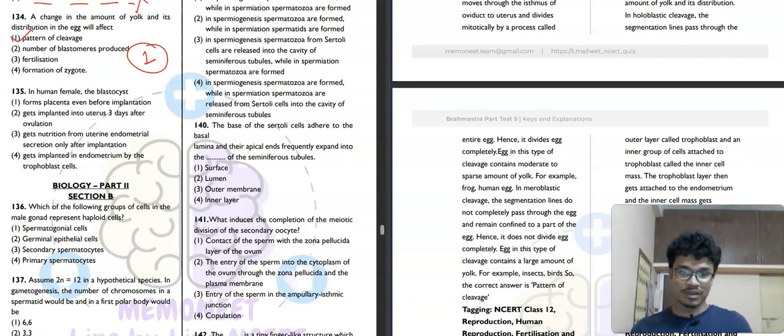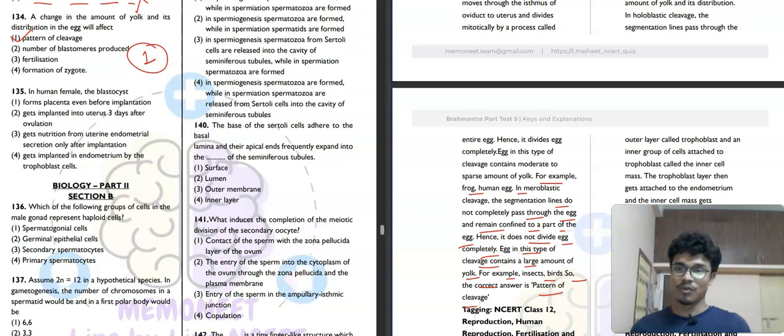So you can also read this example, for example frog, human egg. In meroblastic cleavage, the segmentation lines do not completely pass through the egg and remain confined to a part of the egg. Hence, it does not divide the egg completely. Egg in this type of cleavage contains a large amount of yolk, for example insects, birds. So the correct answer is the pattern of the cleavage.